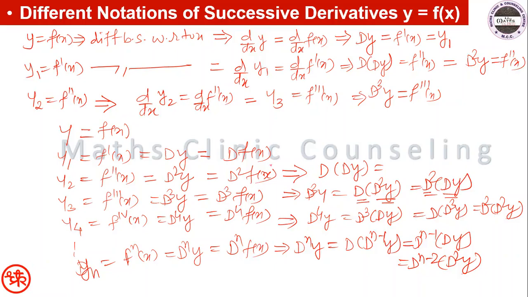Okay, now where d is what? d by dx. d square is what? d square by dx2. Is that clear? So d cube is what? d cube is d3 by dx3. Is that clear? So likewise, these are the different notations of successive differentiation.